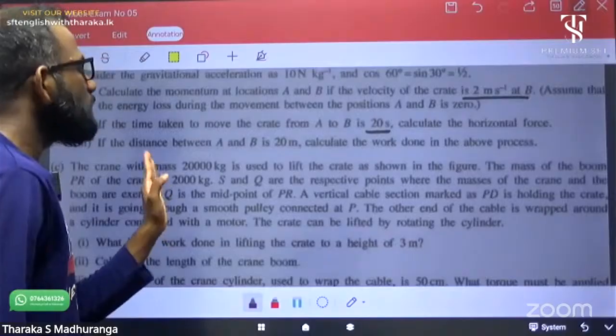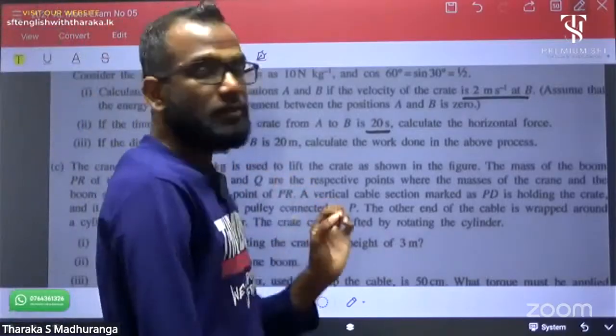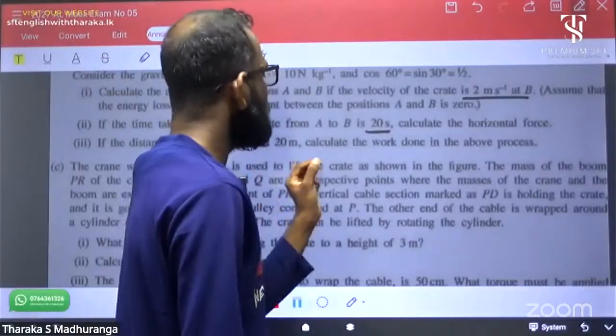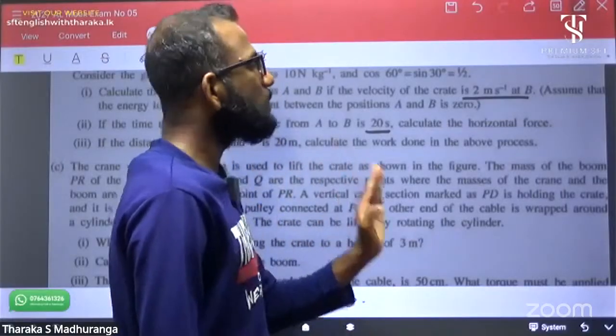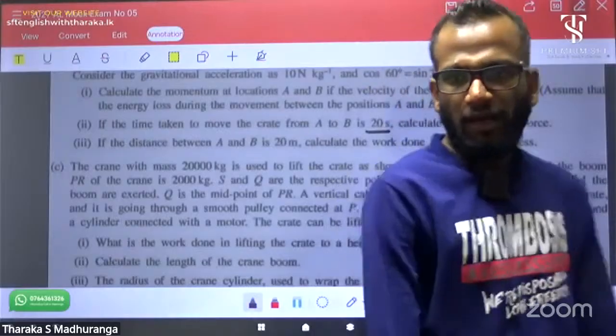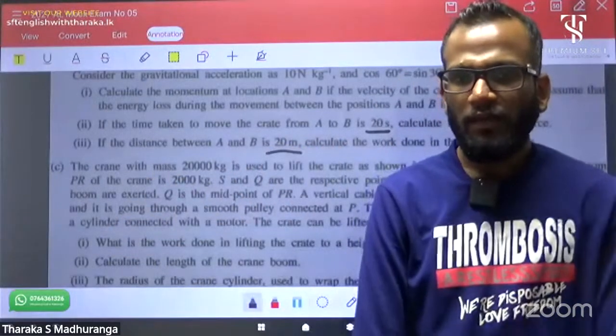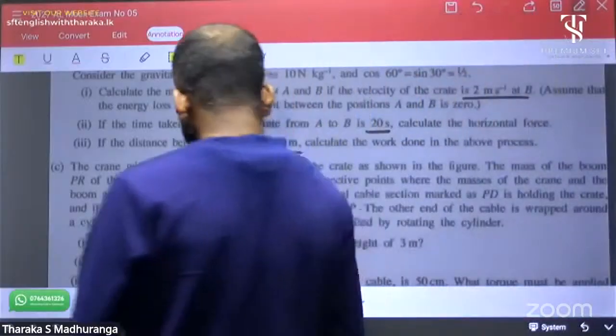If the distance between A and B is 20 meters, calculate the work done by the above process. The displacement is given, right? What is the work equation?